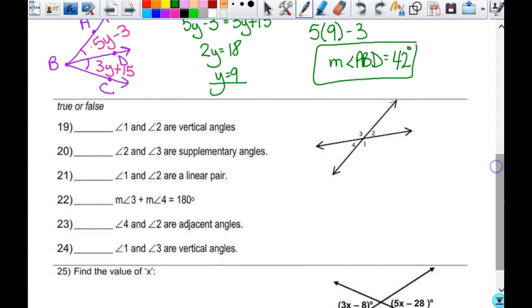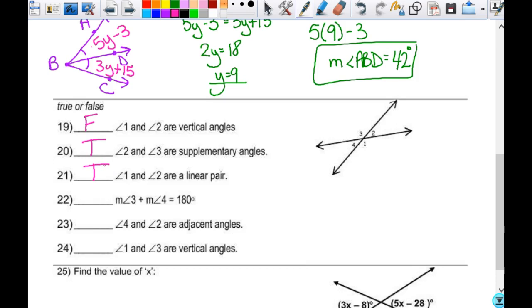All right, true or false, angle measures. 1 and 2 are vertical angles. 1 and 2 are not vertical angles because vertical angles do not share a side, so this is false. 2 and 3 are supplementary. Well, they're a linear pair, so they have to be supplementary, so that's true. 1 and 2 are a linear pair, true, because they form a line. They're supplementary and adjacent.